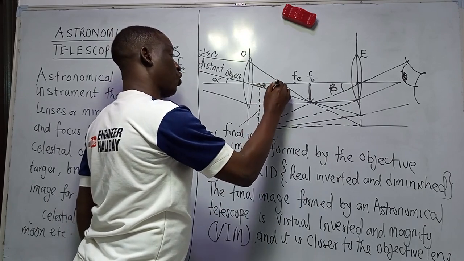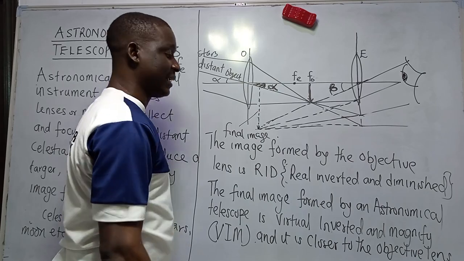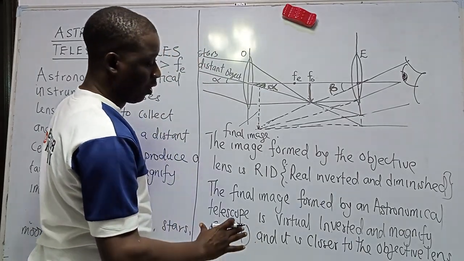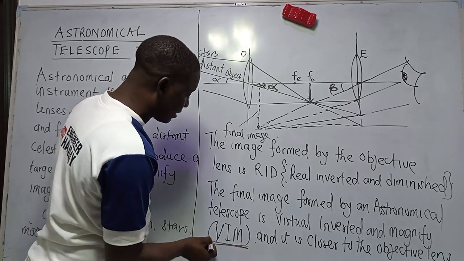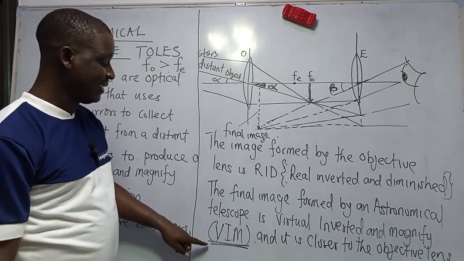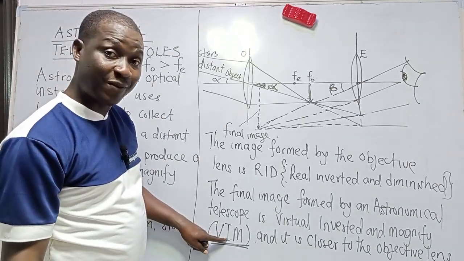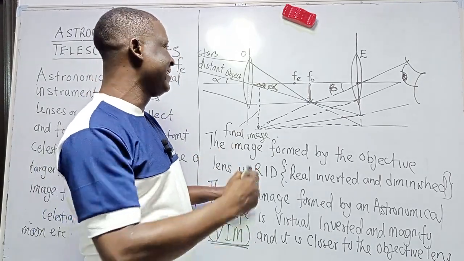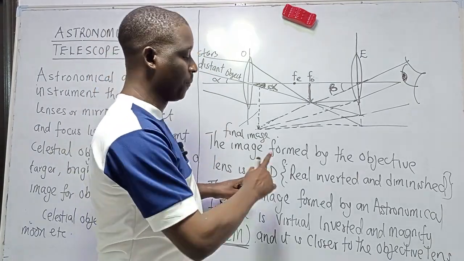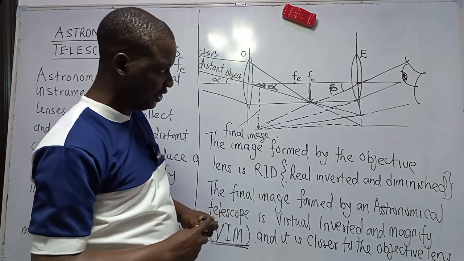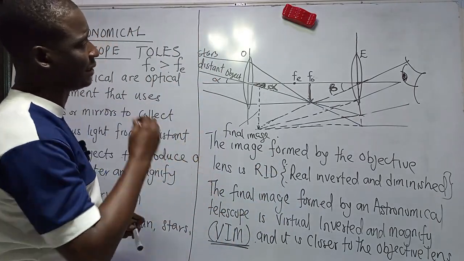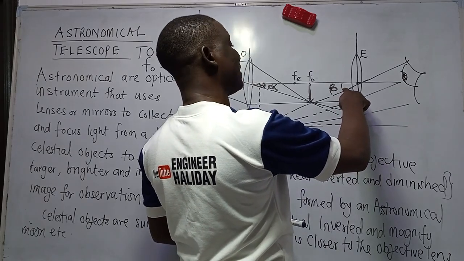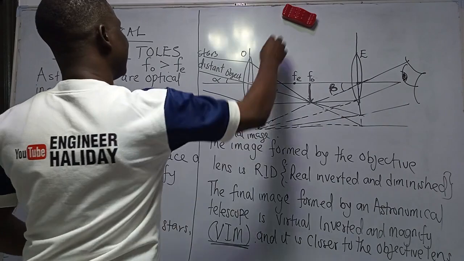Then the sun, the distant object or the stars make an angle of alpha with the objective lens. So in this case, what we should know, for example purposes, is that the final image is virtual, inverted, and magnified. Then the image of the star formed by the objective is real, inverted, and diminished. Don't also forget that the angle subtended at the eyepiece lens can be calculated.